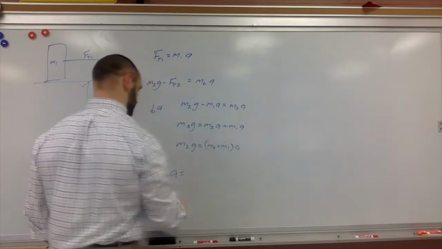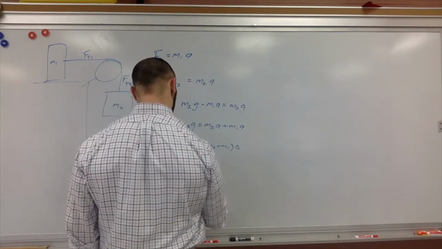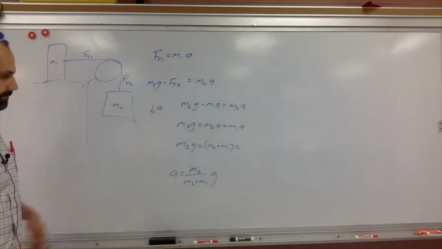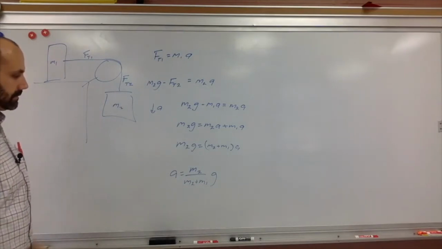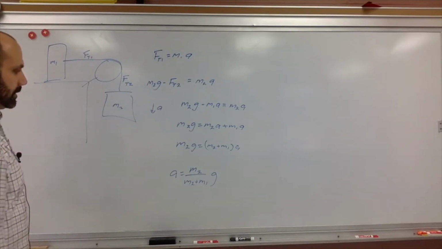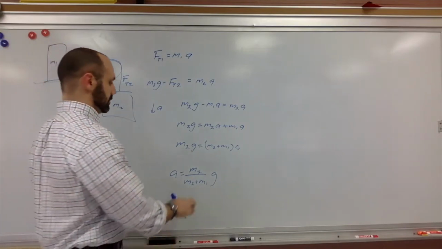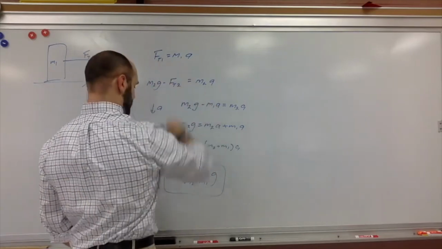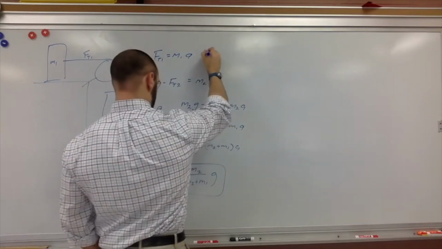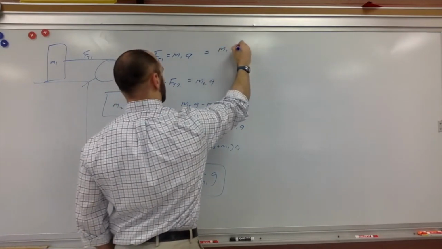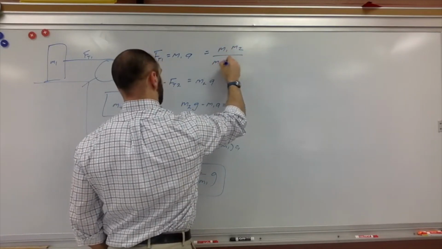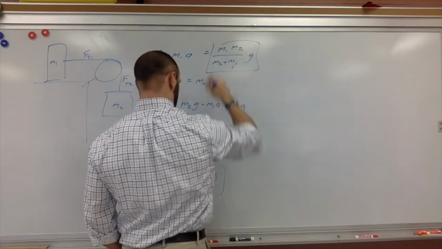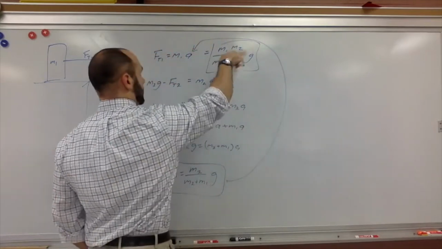So the acceleration is M2 over M2 plus M1 times G. Okay, so that's it. And now let's take a look at what the tension is going to be. So if I have this tension, I plug this into here. And so this now is M1 times M2 over M2 plus M1, sorry, that's a 1, times G. I plugged this back into here, and now I have that. That's what the tension is.